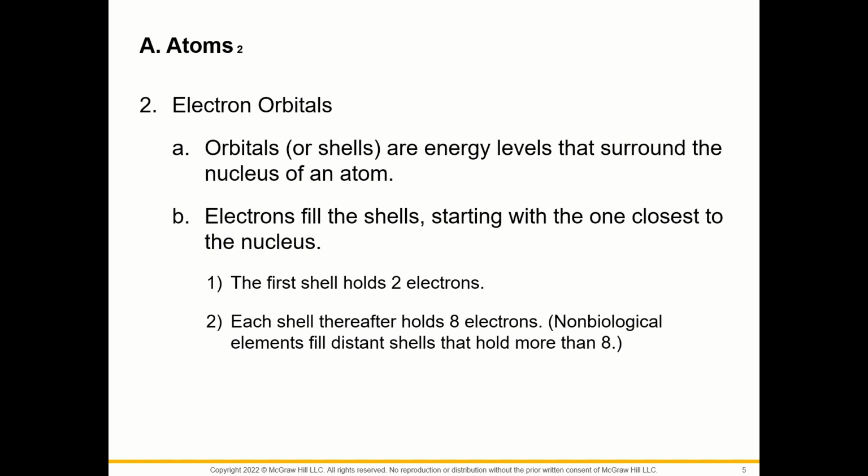So let's look at these electron orbitals. Electron orbitals, or shells, are energy levels that surround the nucleus of an atom. Electrons fill the shells, starting with the one closest to the nucleus. The first shell generally holds 2 electrons, and each shell thereafter generally holds 8 electrons. Non-biological elements fill distant shells that hold more than 8.